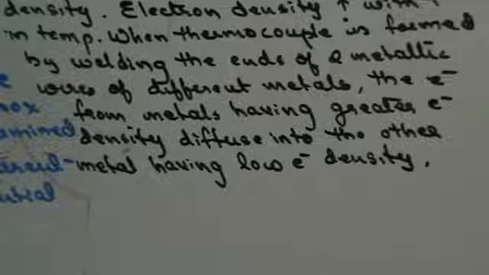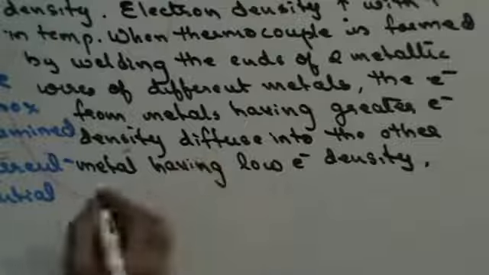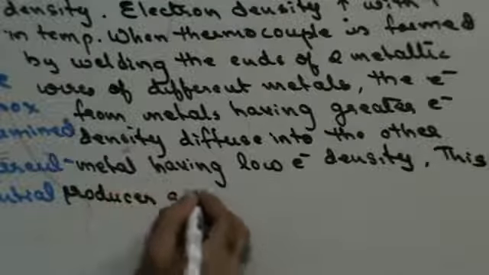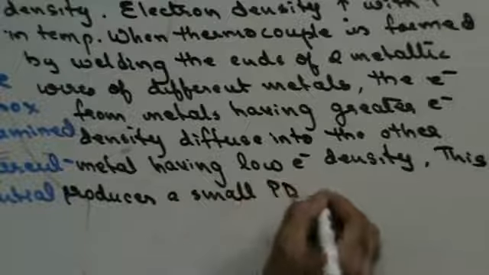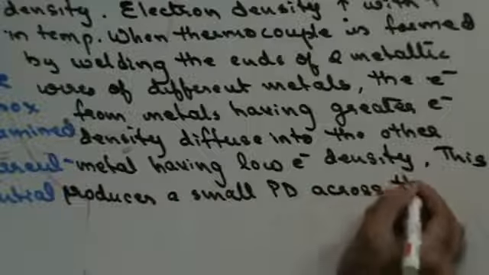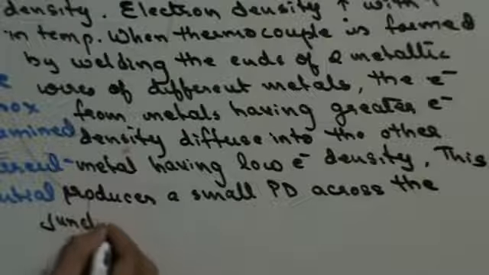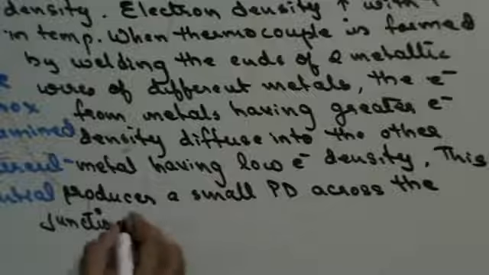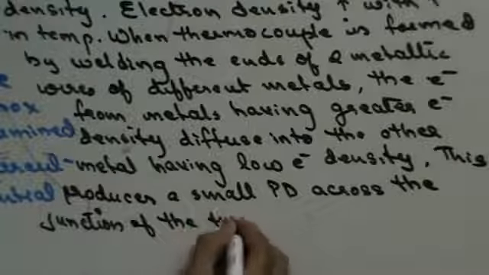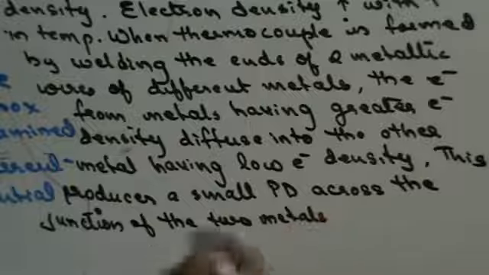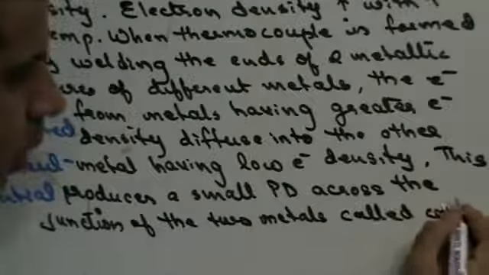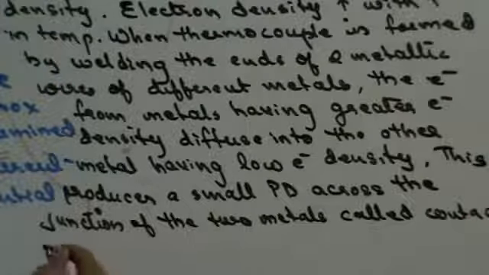Right? Now, this produces a small potential difference across the junction of the two metals, called the contact potential.